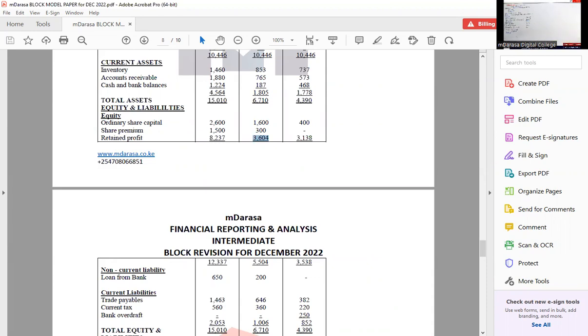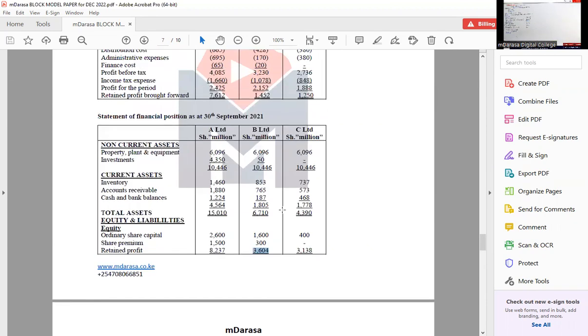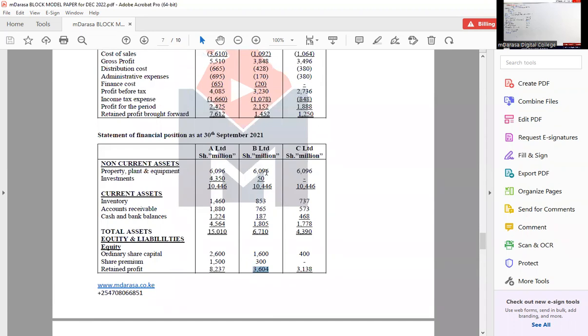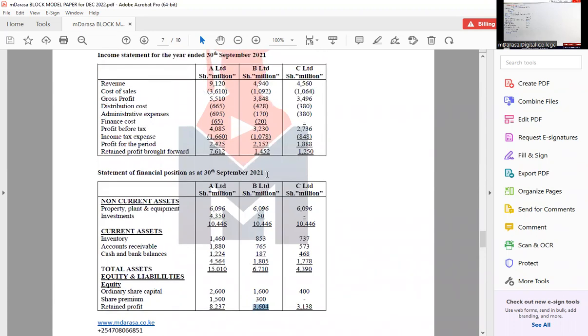The amount that we generated after acquisition, or for the whole year 2021, 2022, we come and check profit for the year in our income statement. I'm having profit for the year 2152, right? That was for the whole year. But when did we acquire this subsidiary? We acquired it on 1st January. So after acquisition, we are talking of only how many months? 9 months. We are talking of 9 months only.